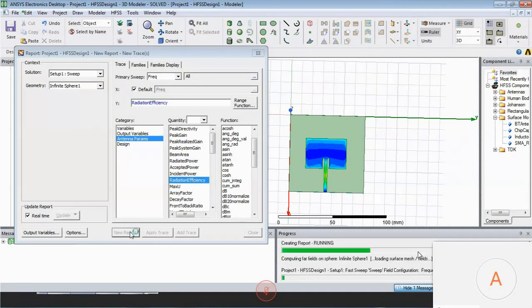Hello sir. Yes, sir. Sir, what is the physical significance of co and cross polarization? Because our method of calculating is okay, but what is the meaning of that for an antenna? What is the physical significance of co and cross polarization for an antenna?